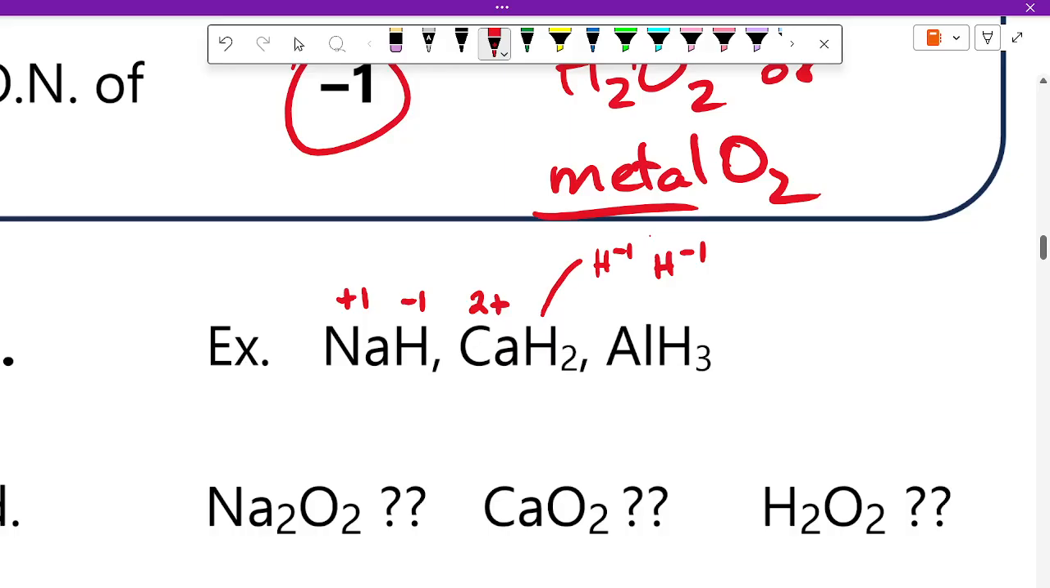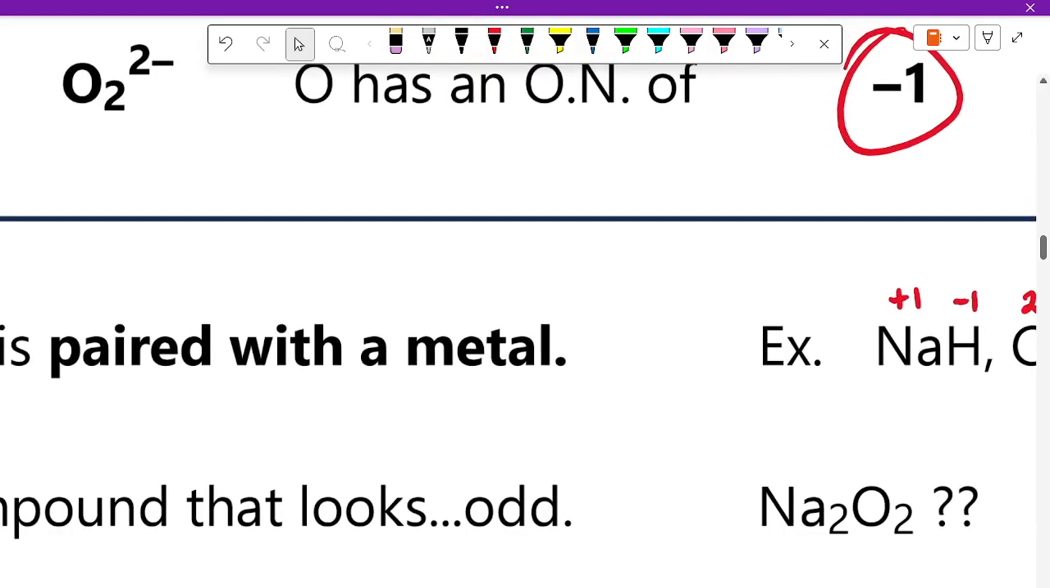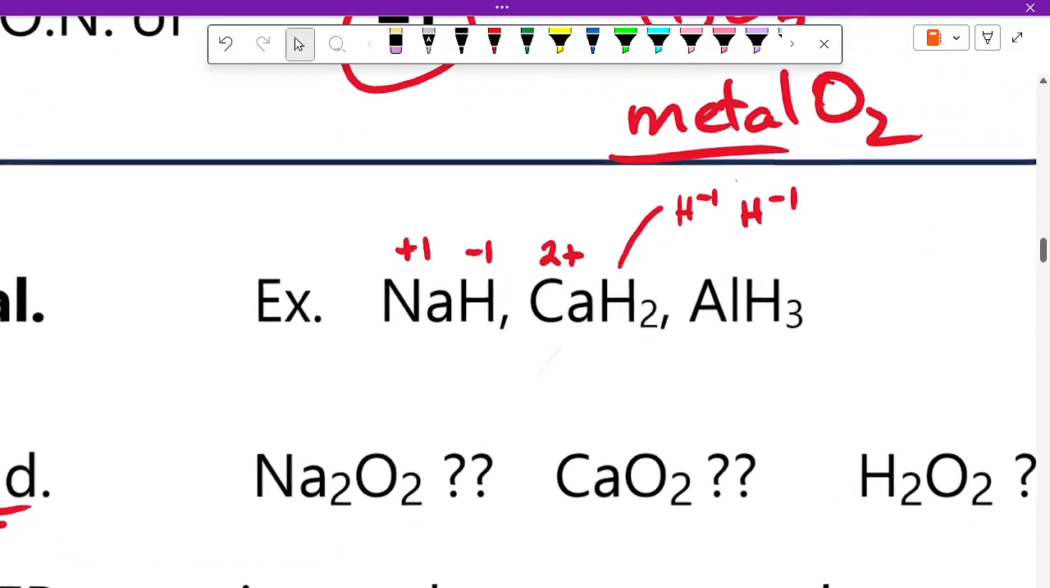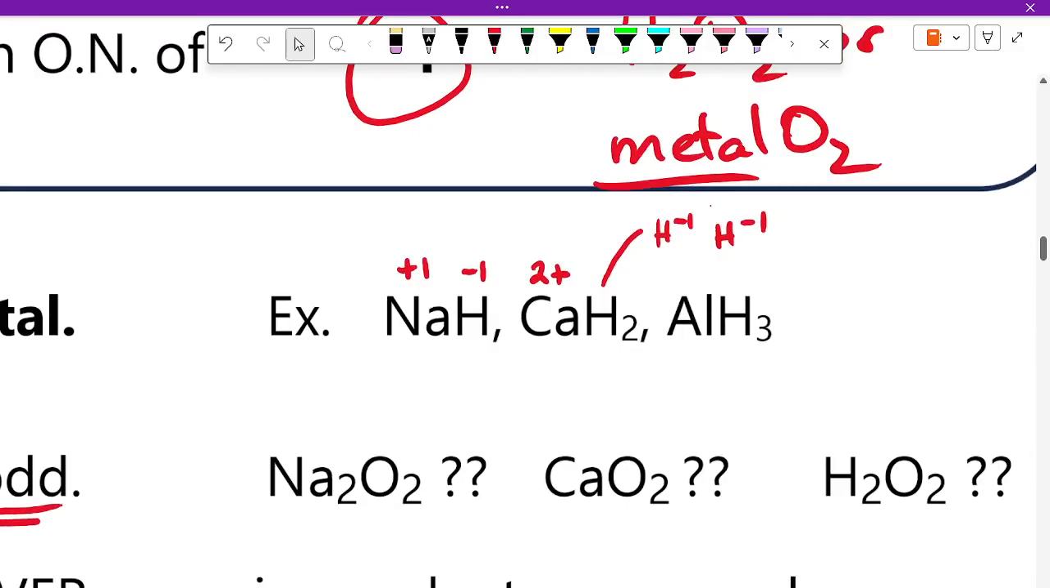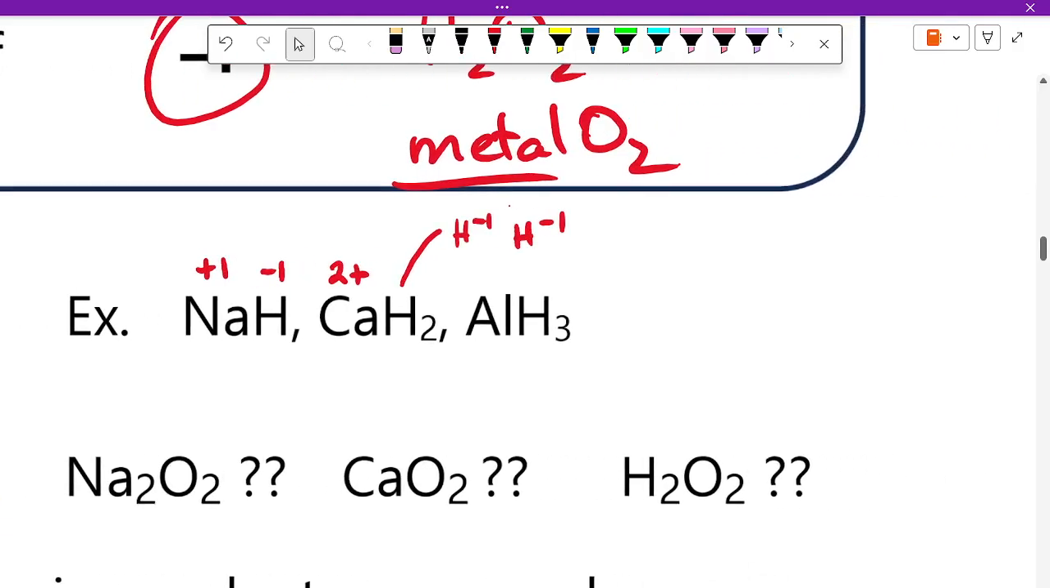Okay. You are going to recognize a peroxide because it will look odd. It will look strange. Na2O2? Doesn't that look wrong to you? Yes. CaO2? Does that look wrong? Yes. H2O2, does that look wrong? Yes. That's because they aren't made of regular oxygen ions. They are made of peroxide ions. Okay?